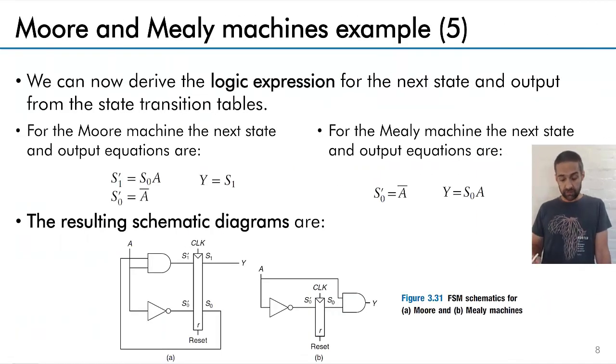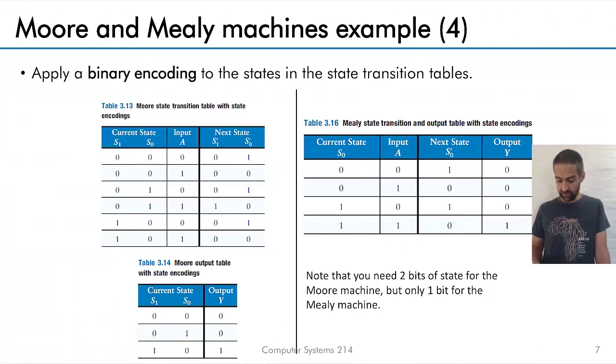Okay, for the Mealy state machine, it actually looks simpler, but it's not much simpler. In this case, you can see the next state here is equal to NOT A.